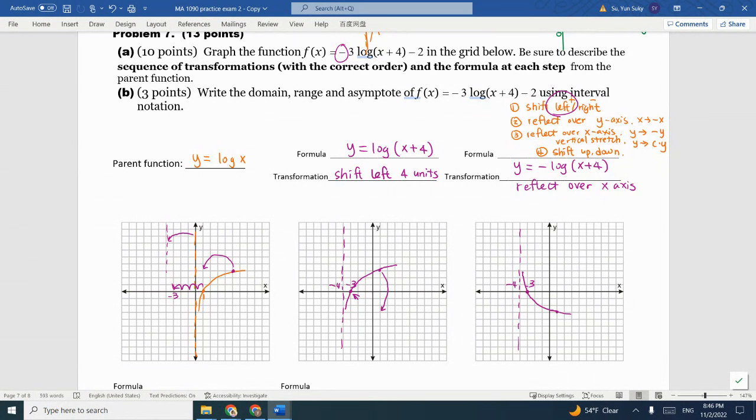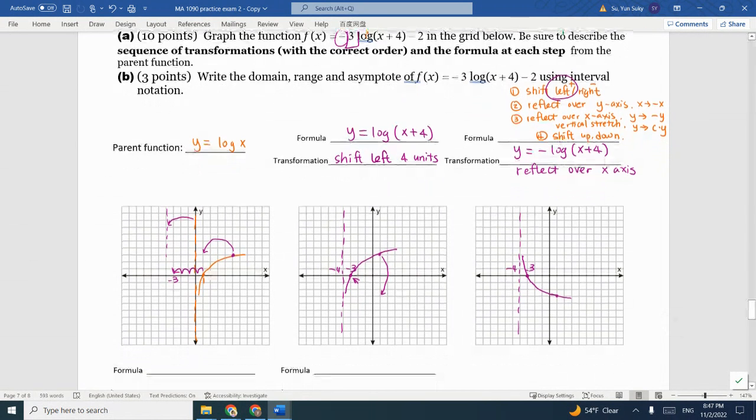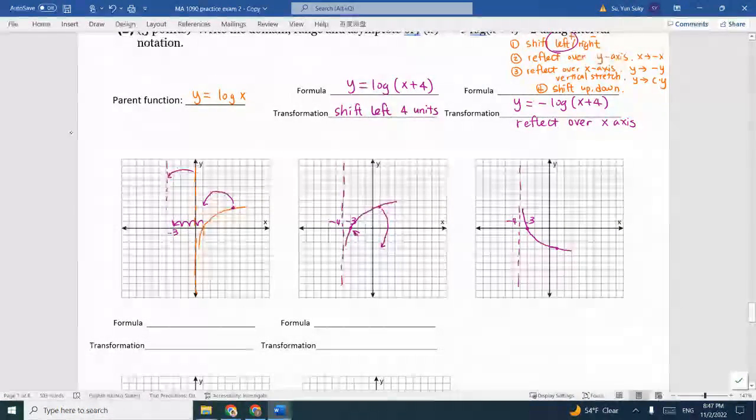Okay, so we flip it downstairs. So we flip it across the x-axis. Next, do we have a vertical stretch? Do you see a number multiplied by the whole function? Yes, you see the 3? Right, we multiply the whole function by 3. So y is -3 log x plus 4.